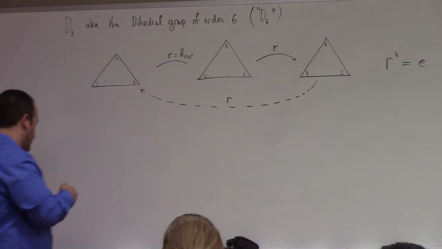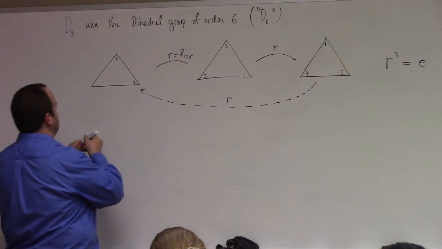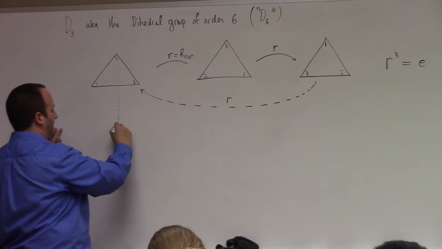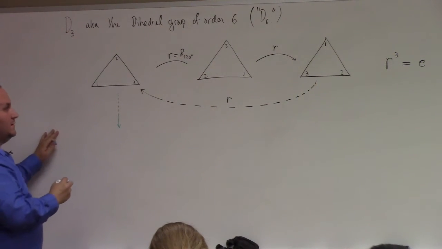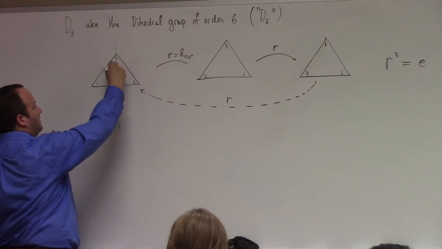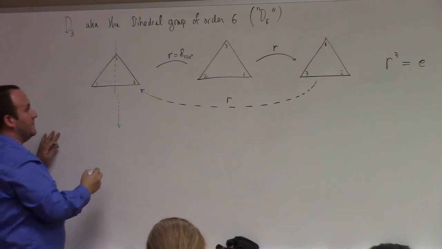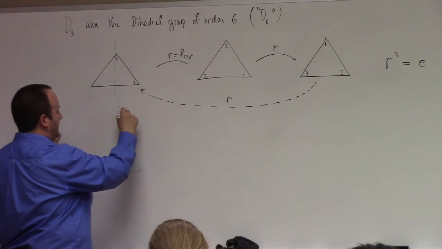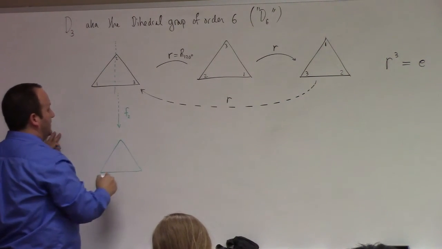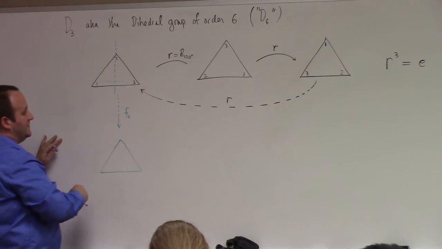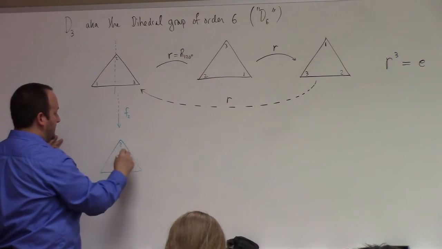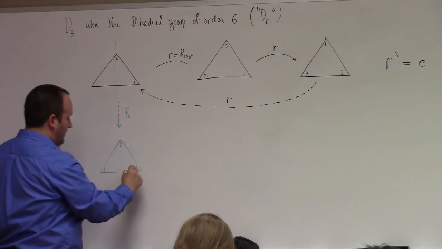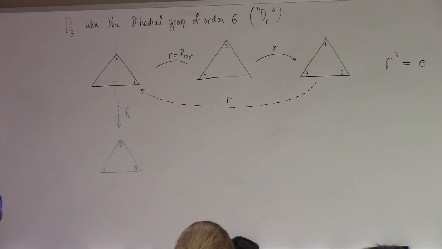Now that's not all there is though, right? What else can you do? You can flip it like that. So a reflection, we could call this, say, F2, the reflection about the second axis. So that would be 2 fixed, and then the 1 and the 3 flip. That's also distance preserving. That's an example. It's an isometry which leaves the triangle fixed.